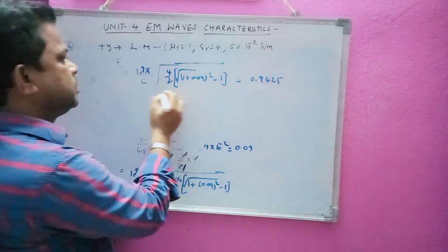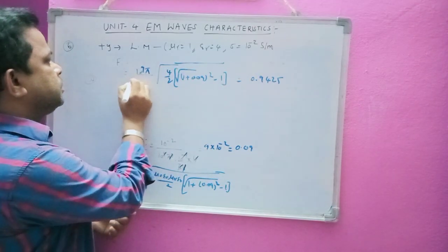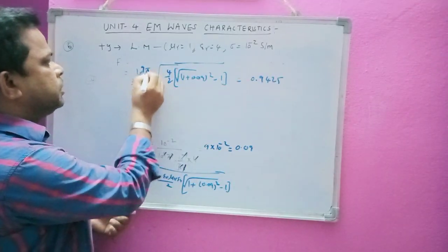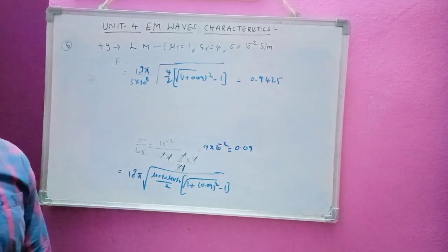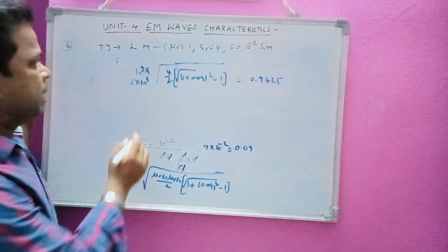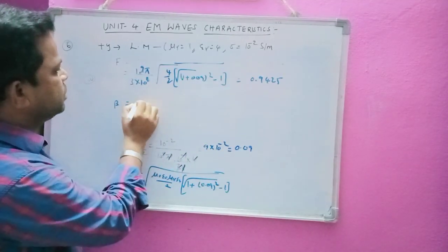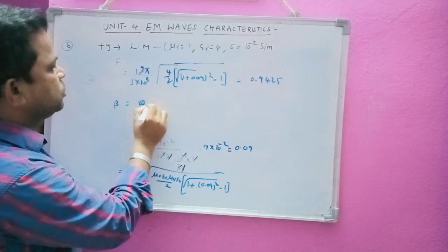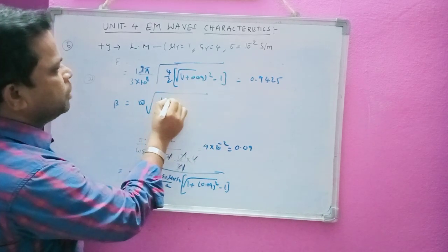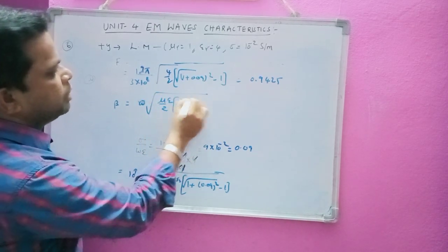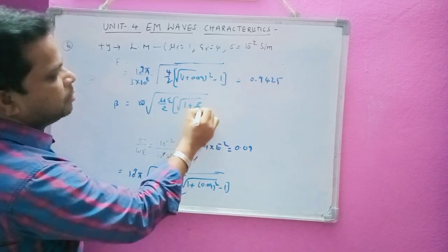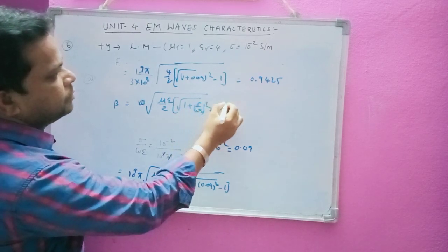So this c value we have to substitute as 3 into 10 power of 8 meters per second, okay. After calculating, we will get this value here. Now similarly, beta value will get calculated here. Beta is equal to the same, but here omega into square root of mu epsilon by 2 into square root of 1 plus sigma by omega epsilon square plus 1, okay.